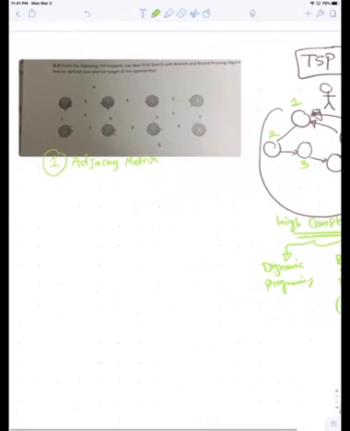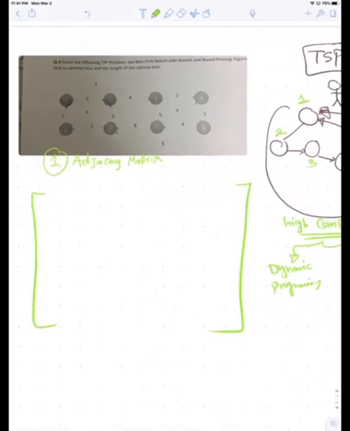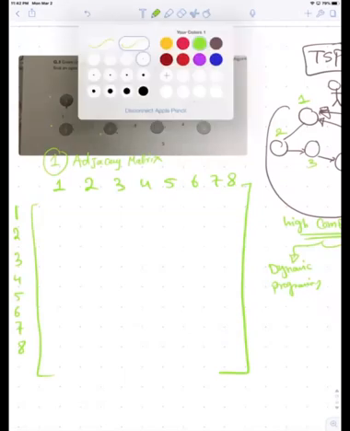How we do it is, we first have to get how many cities we have here. We have 1, 2, 3, 4, 5, 6, 7, 8 cities. I can just note them by numbers, 1 through 8. I will make this one a little bit bigger, and this one as well. Okay, so now we can start.